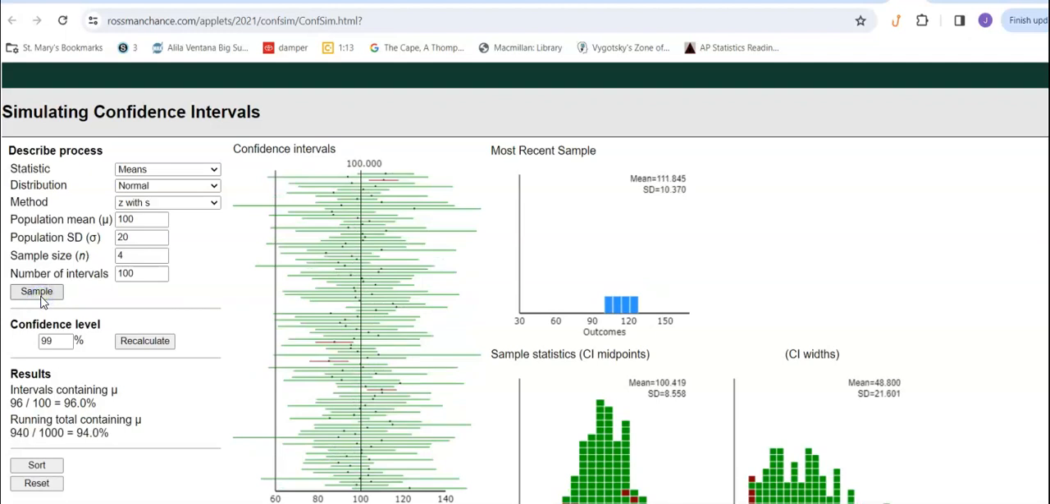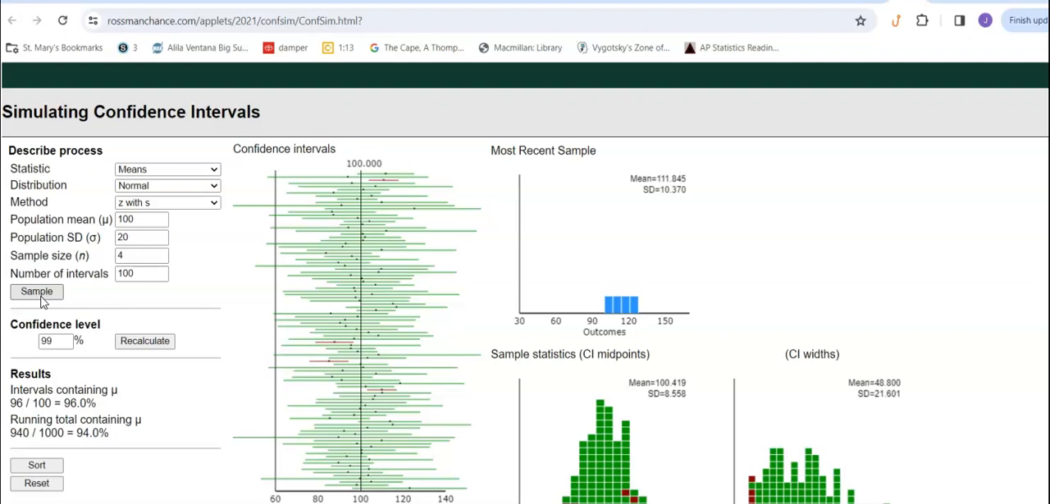Okay, there's 1,000. 94% of the time, we captured the mean in our intervals. 94% of the intervals. That's not so good. We wanted 99. 94 seems not very good. So we've got to find something better.